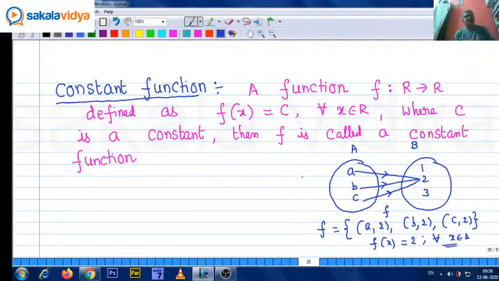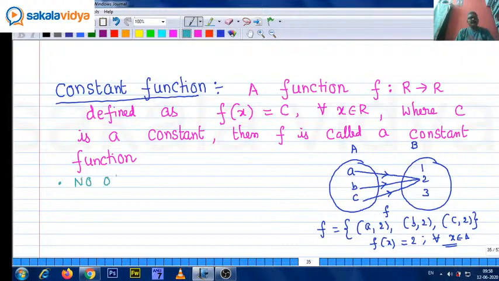But how many constant functions can be defined? That's a very important question. A is associated to 2, B is associated to 2, C is associated to 2, which is only one way. In a similar pattern, these three elements can be associated to 1 also, or 3 also. There are 3 ways. That means the number of constant functions from A to B equals the number of elements present in the codomain, that is n of B. So very important point. Let us write it now.